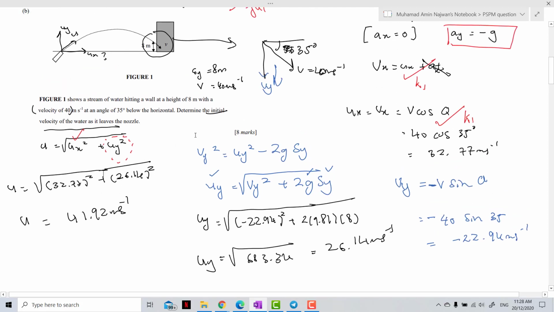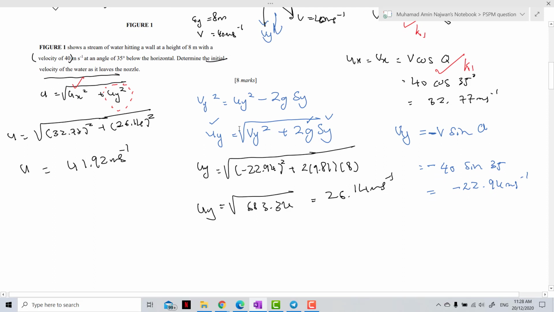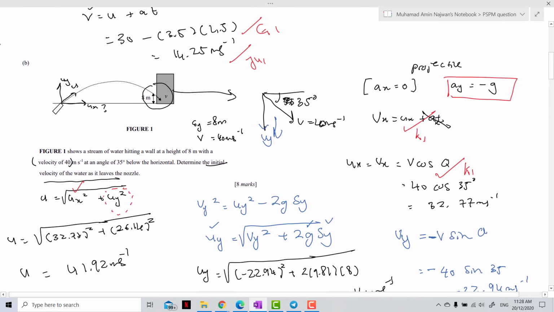Sorry. So here I already determined the initial velocity. So can I get 8 marks? Maybe. Come on. This is a trick question. Actually you don't get 8 marks. Why not? Can you see what is missing here? If you stop here, you only get 6 marks.